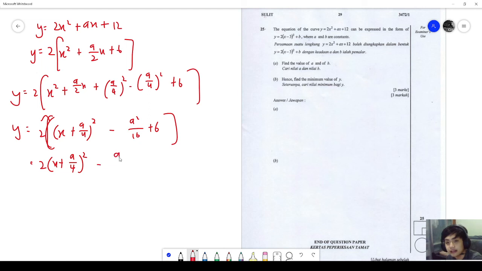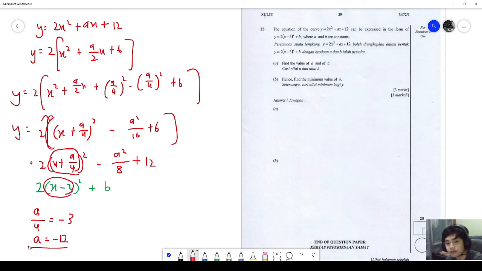Minus a squared over 8 plus 12. So now we can compare with what we are given. We were given that 2(x minus 3) squared plus b is equivalent to what I've calculated here. So from here we can make a comparison. x plus a over 4 and this, we can compare. Therefore, a over 4 equals negative 3 in this case. So a is equal to negative 12.